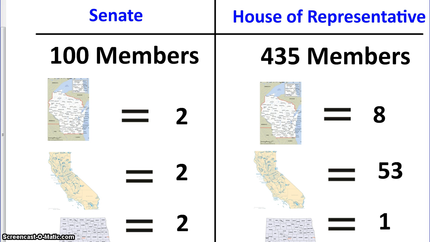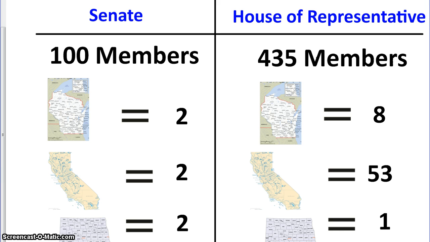That means Wisconsin has 8 times 750,000 people for its population. So do you think that's a lot? Consider California. They get 53 seats in the House, which means they have 750,000 times 53 for their population. So the House of Representatives is based on population, meaning the more people you have, the more seats you get out of those 435.